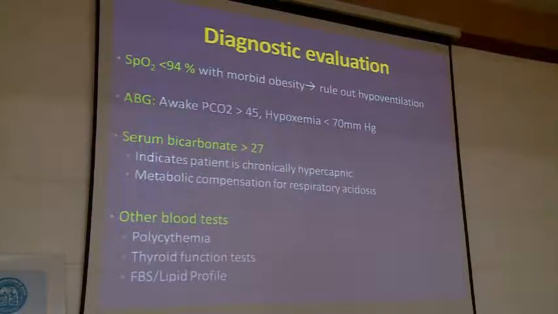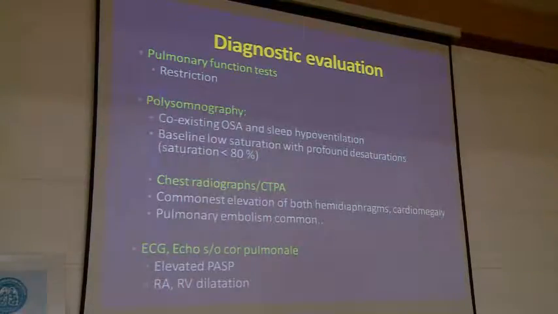If you do an ABG, PCO2 will be more than 45, PO2 will be less than 70. Serum bicarbonates are more than 27, very, very important. This is because the patient is chronically hypercapnic and there is metabolic compensation for this respiratory acidosis. Other tests: patients are polycythemic. Often they could be having hypothyroidism, so please look for thyroid and check for sugars and cholesterol because these are metabolic coexisting conditions. PFT will show restriction because of obesity.